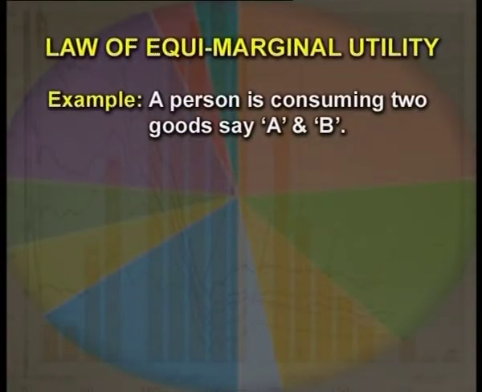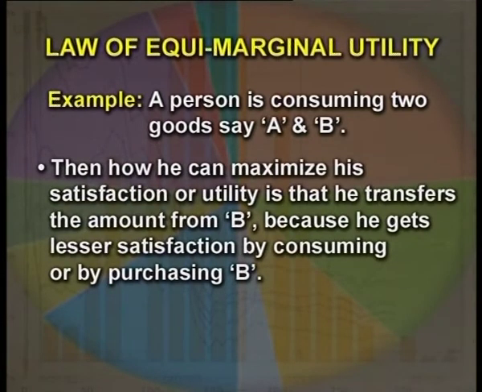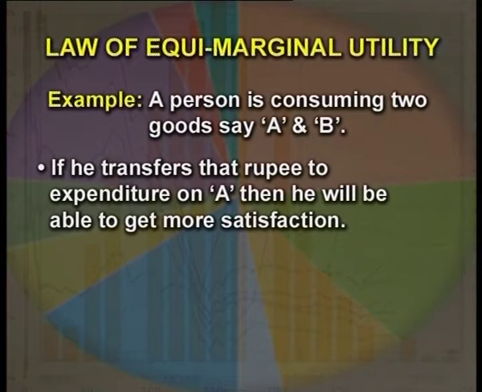Now, suppose a person is consuming two goods, and for each rupee that he spends on these two goods, he is getting more satisfaction on good A, say, and lesser satisfaction when he spends the same rupee on good B. Then he can maximize his satisfaction by transferring the amount from B, because he gets lesser satisfaction by purchasing B. If he transfers that rupee to expenditure on A, then he will be able to get more satisfaction.